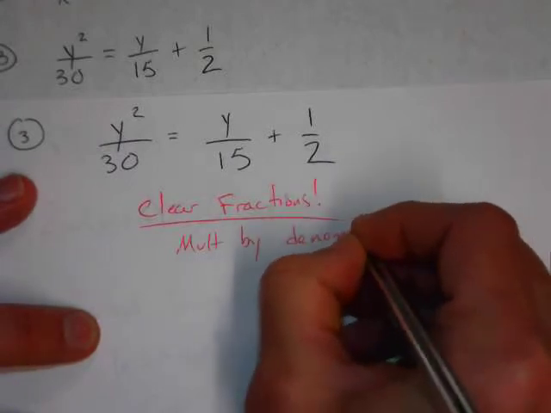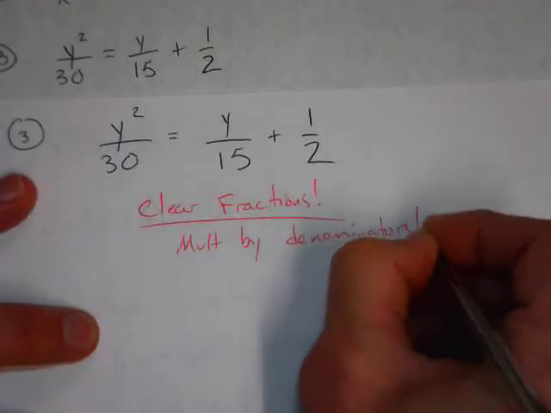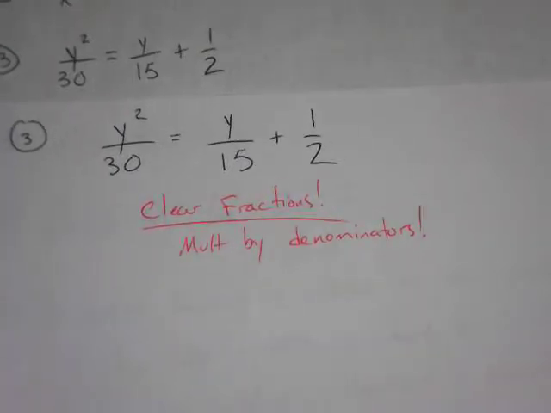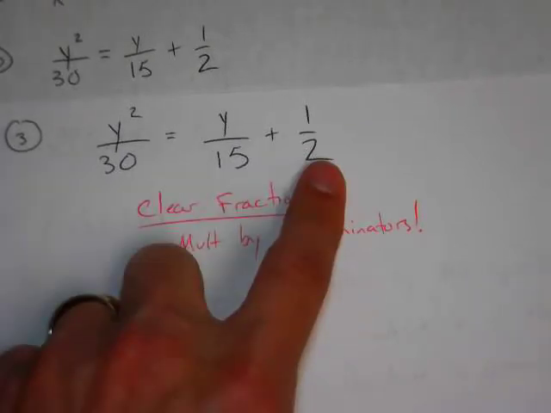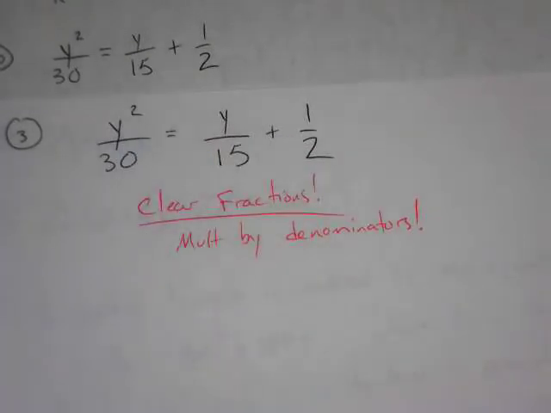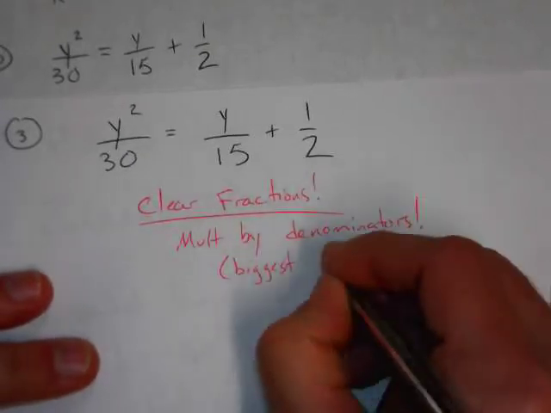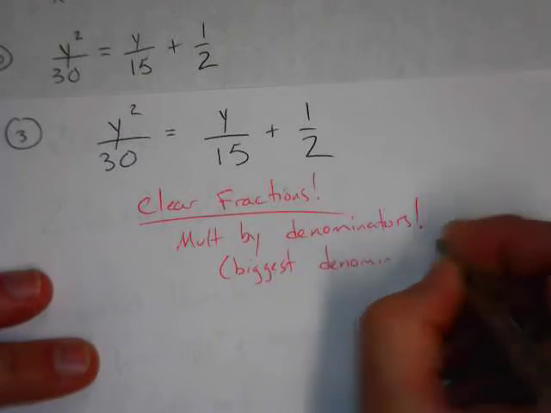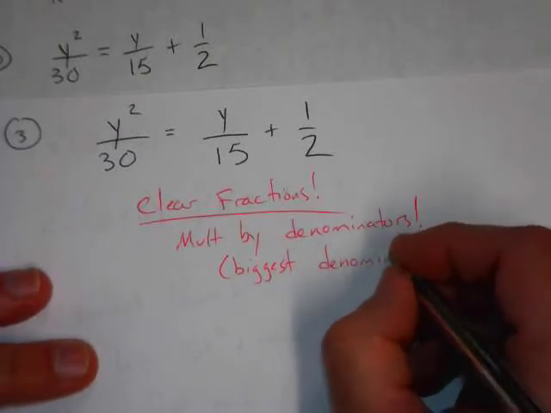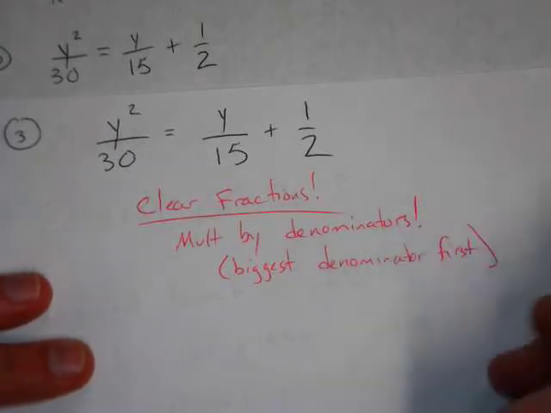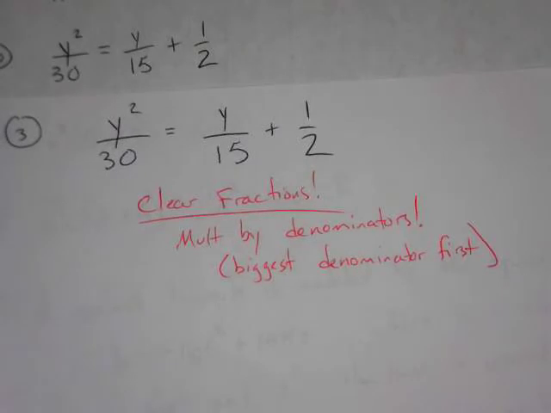So we're going to multiply everything by the denominators. Now, let me give you a hint here. But I have 3 different denominators, Mr. Katz. I totally agree. So if you want to multiply everything by 2 first, then by 15, then by 30, you can do that. I wouldn't. I would multiply by the biggest denominator first, and you will see why. It's basically the least common denominator. So you want to multiply by the least common denominator. Biggest denominator first.